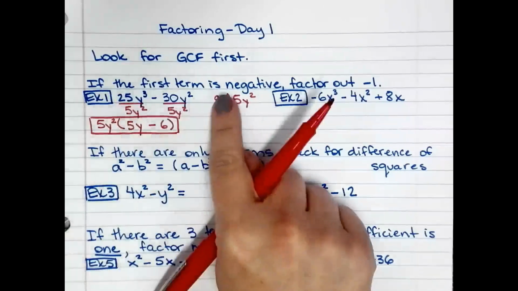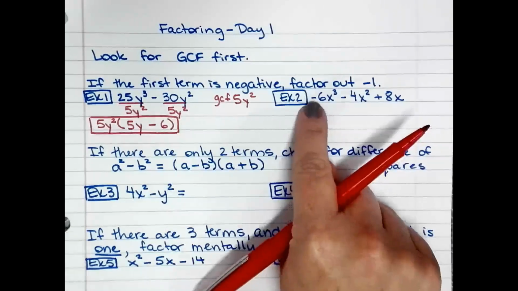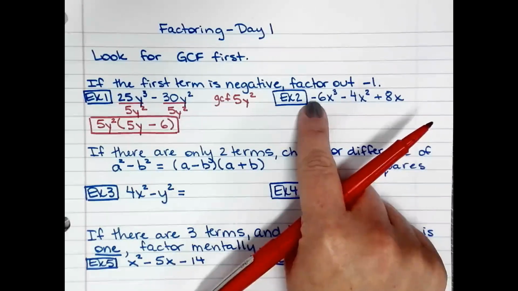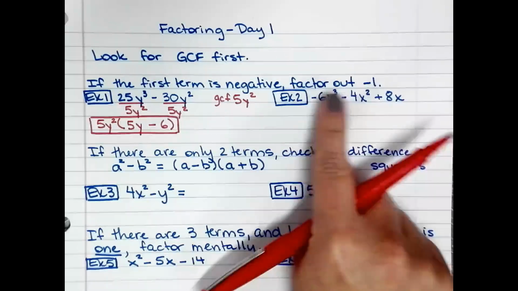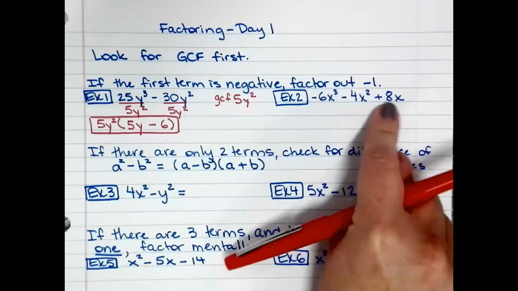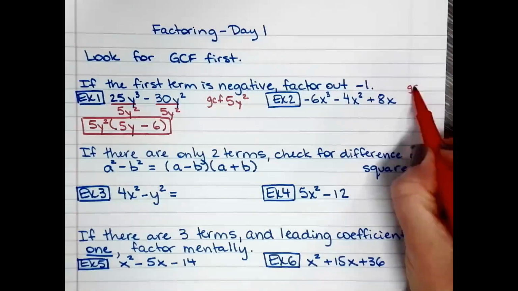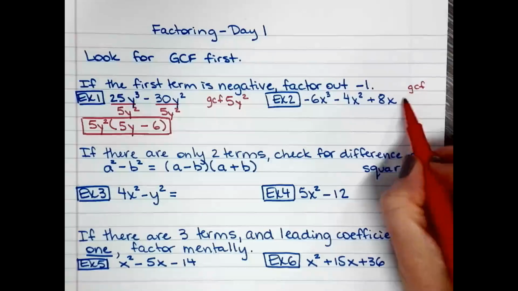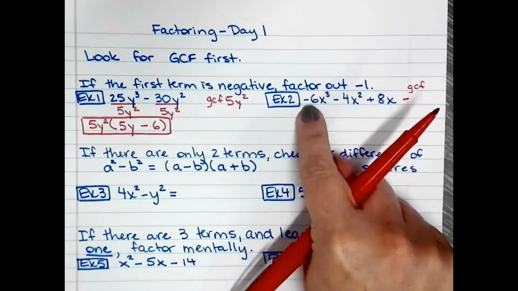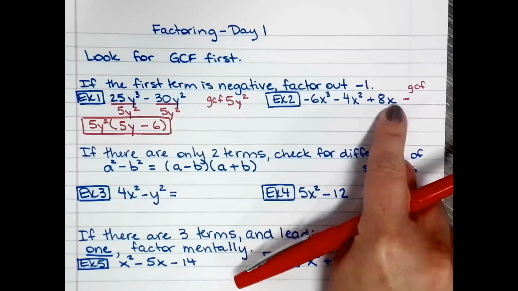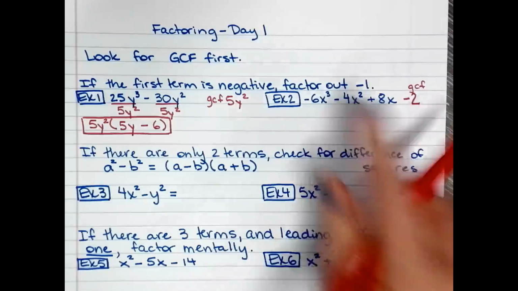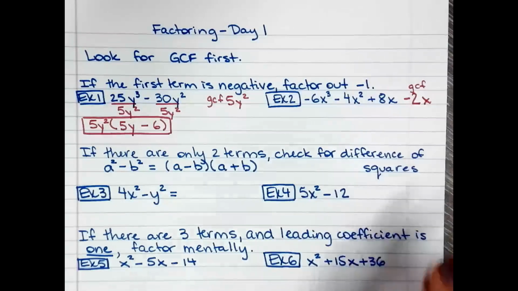Now, if the first term, the number in the front, is negative, then you have to factor out the -1. That means you're going to divide every single thing by -1. So what else do they all have in common? When I'm looking for the GCF here, I know the leading coefficient, the first term, is negative, so I have to factor out the negative. What else? I can divide them all by 2, and they all have x. So that's the GCF.